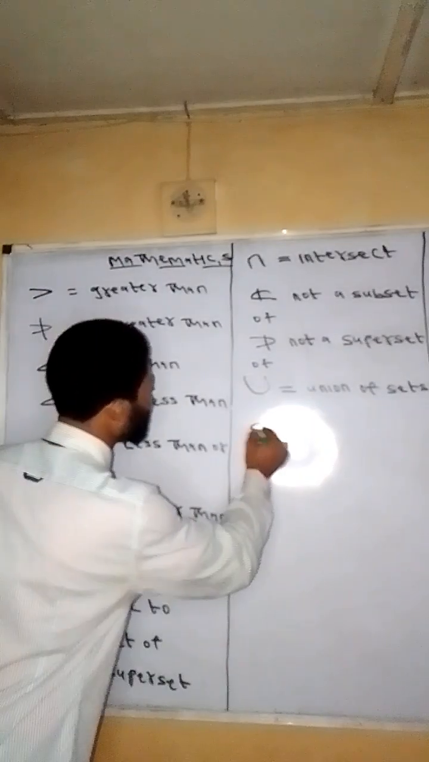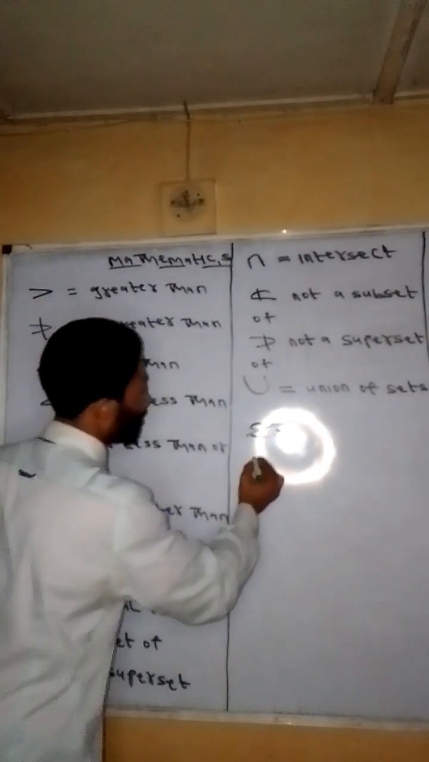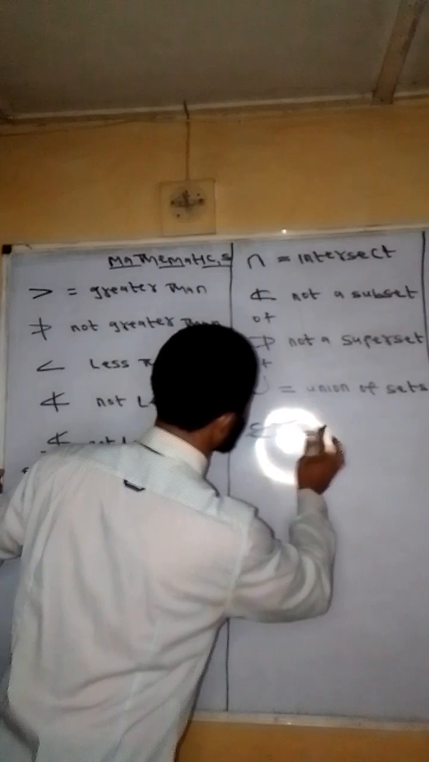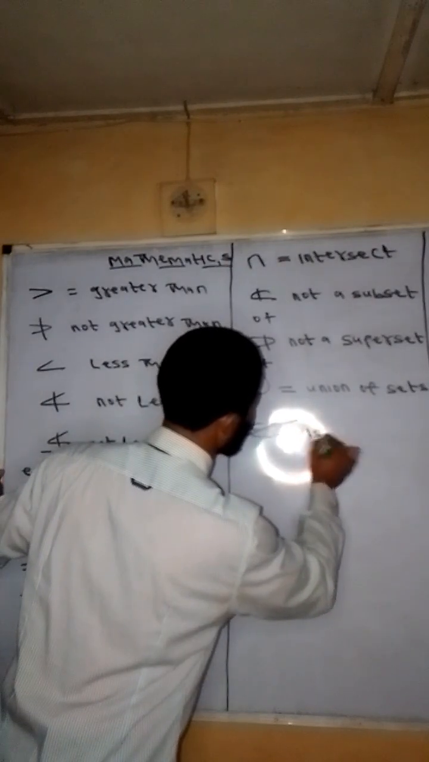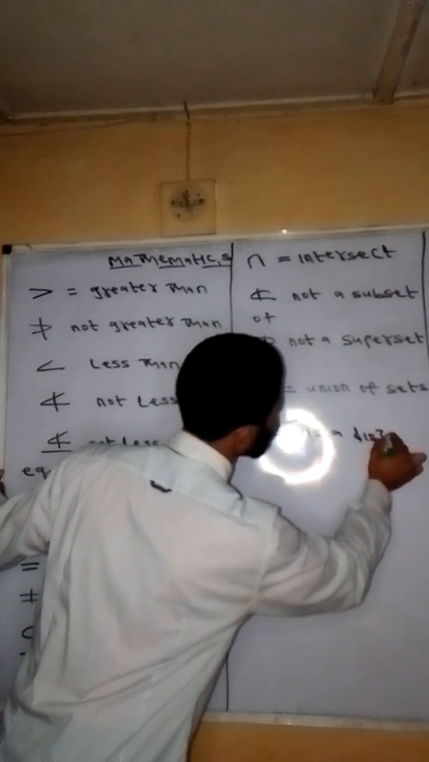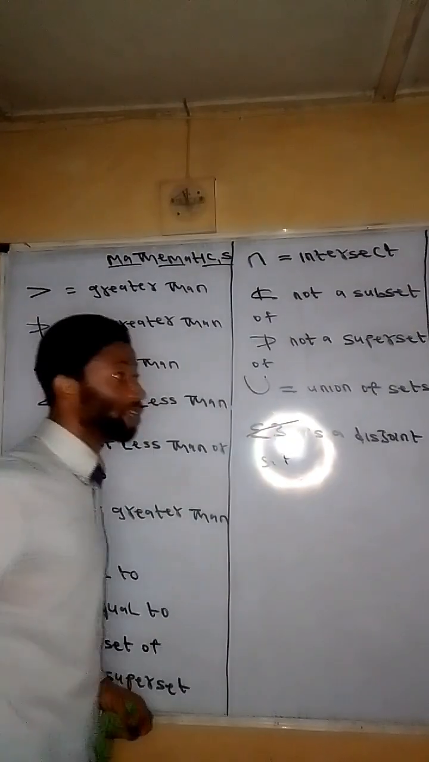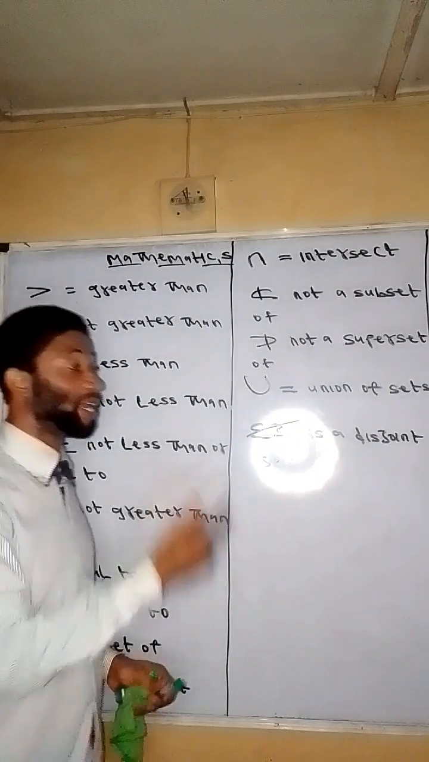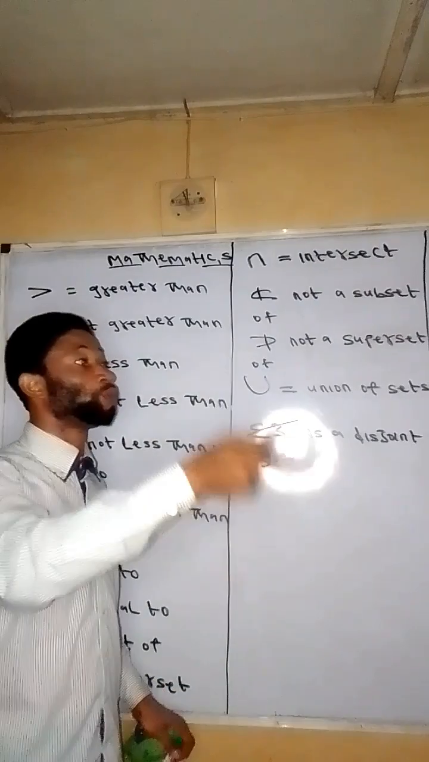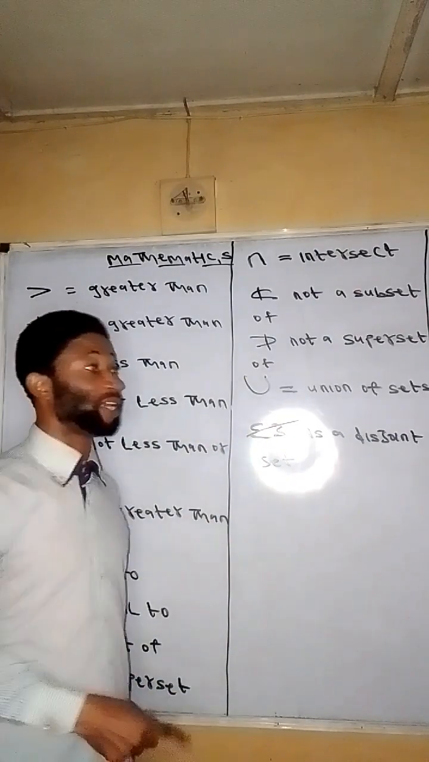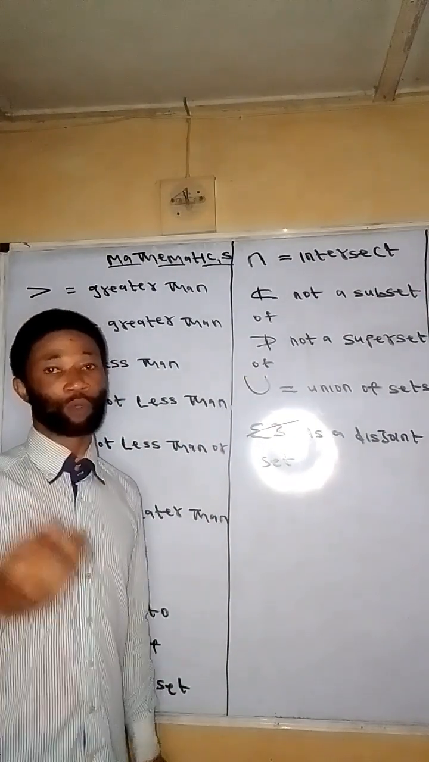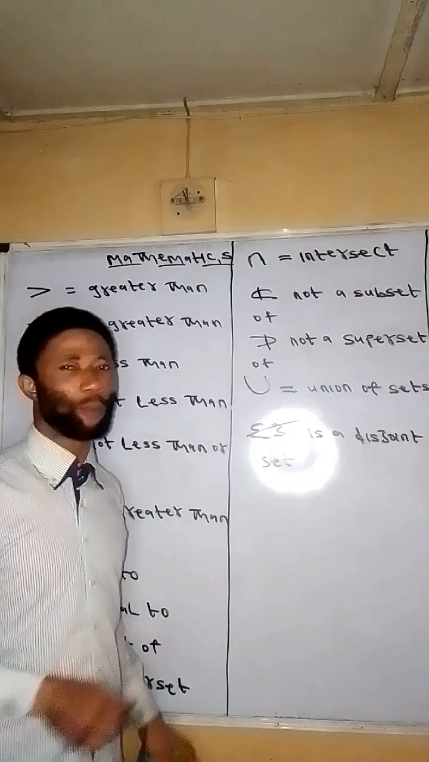Now, if I have something like this, this guy simply means a disjoint set. A disjoint set is a set that has no common element. When the intersection of two sets is empty, we say they are disjoint sets. So two sets are disjoint when they have no common elements.